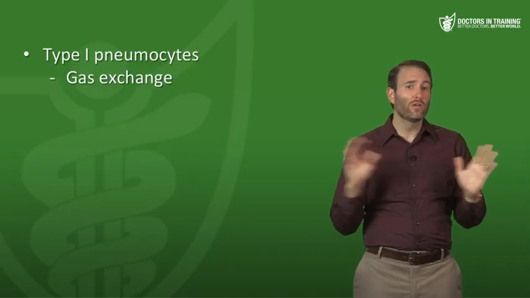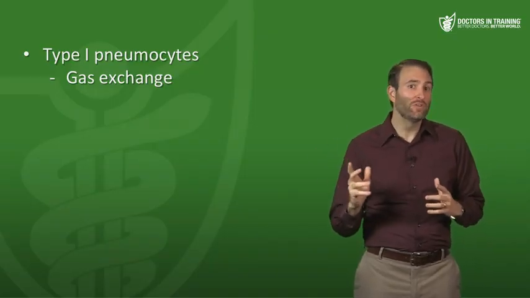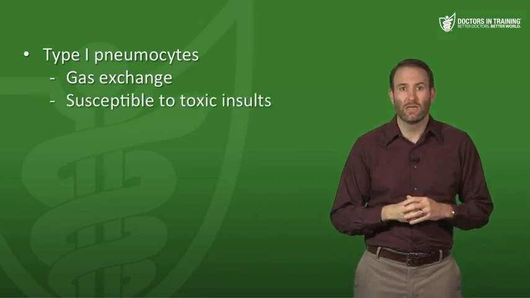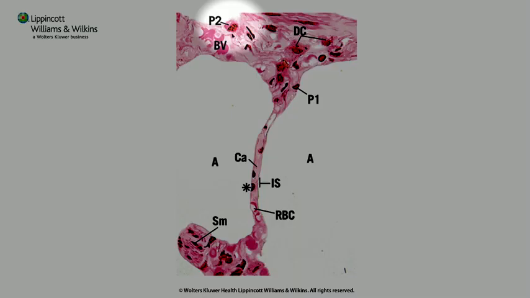They are critical to gas exchange. Type 1 pneumocytes, however, are unable to replicate and are very susceptible to toxic insults. Now, what about our type 2 pneumocytes? Type 2 pneumocytes are larger, more cuboidal in shape, and more typically found at the alveolar septal junction. They only cover about 3% of the alveolar surface.